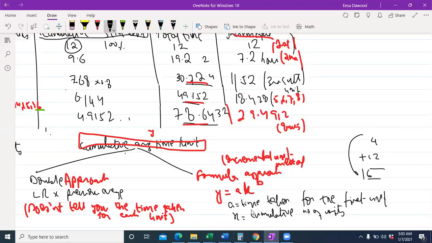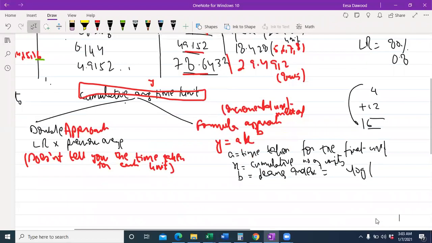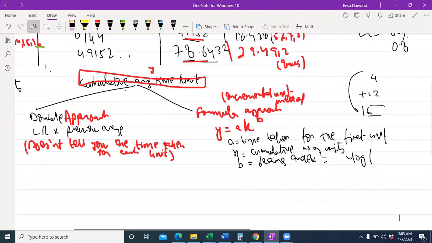X would be the cumulative number of units, and B is the learning index. How is the learning index calculated? It is calculated as log of learning rate divided by log of 2. The learning rate would be mentioned in the question, just like here it was 80%, so I would always put it in decimal. B is ultimately giving me the value for cumulative average time per unit. Once I have that, I'll be able to calculate the time taken for each incremental unit, which in the doubling approach I was not able to do.